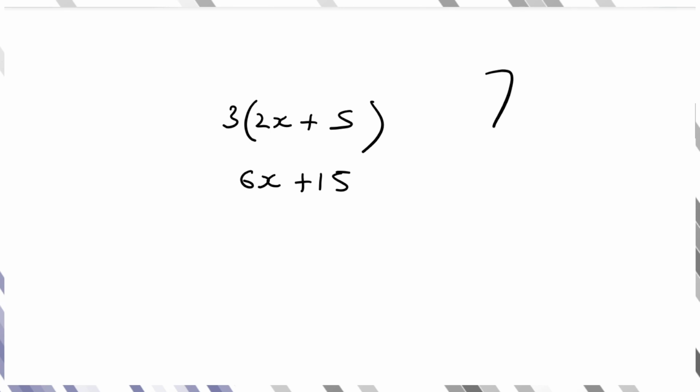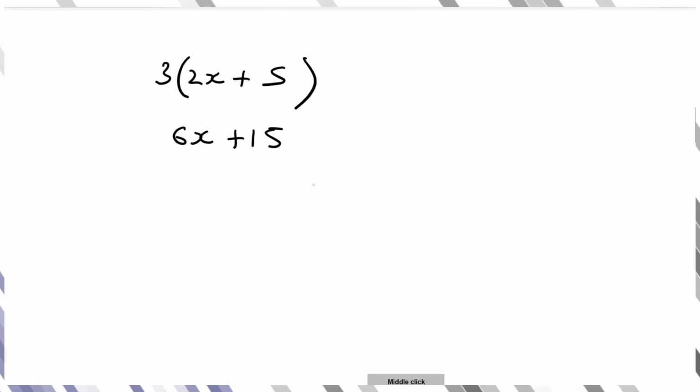Let's try it. Let's try it for 7. So 2 7s plus 5 times 3. Well, 2 7s is 14 plus 5 is 19 times 3 is 57. So that would equal 57. 6 7s are 42 plus 15 gives us 57 as well, and that will be the case no matter what x is. We'll get two things that are equal to each other.